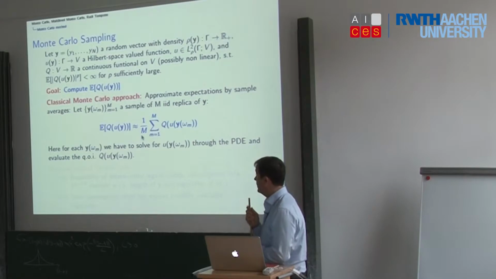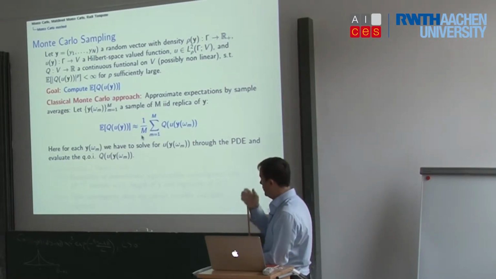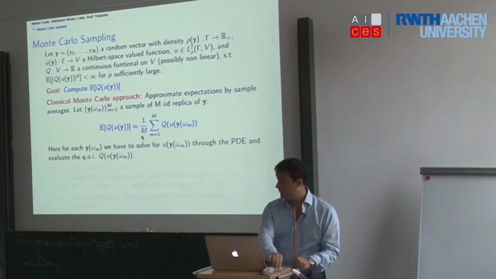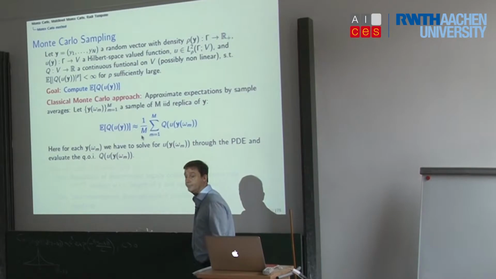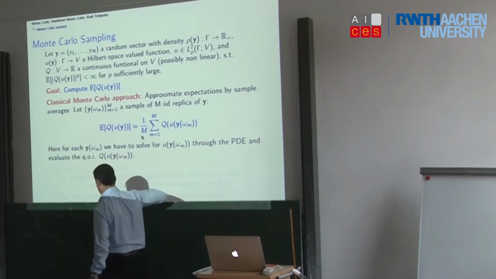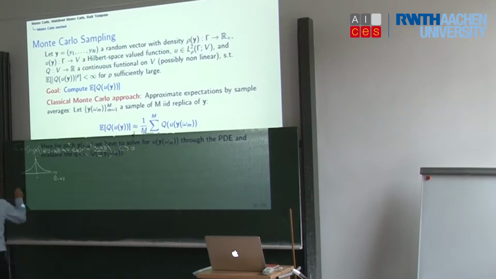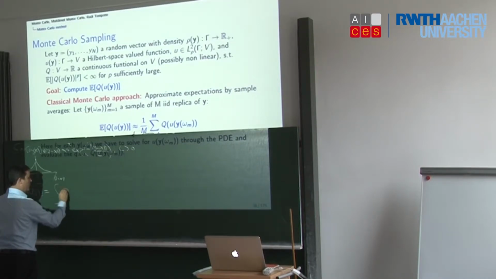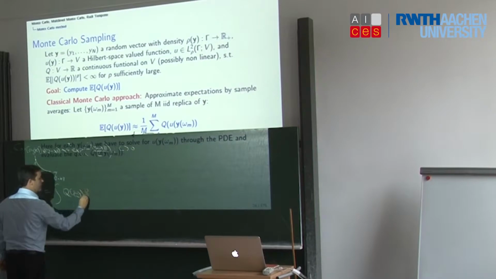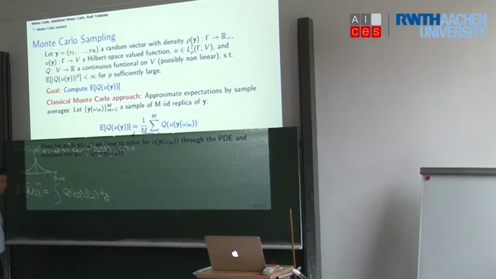So, let's go for the first method then. This is a classical Monte Carlo approach. So what do we do? Well, you remember the expectation is an integral. So the expected value of this Q of u of y, is it possible to see here? It's okay? This, right, it's an integral of Q of u of y against the density of y, dy, right? And this is over the space of the parameter y.